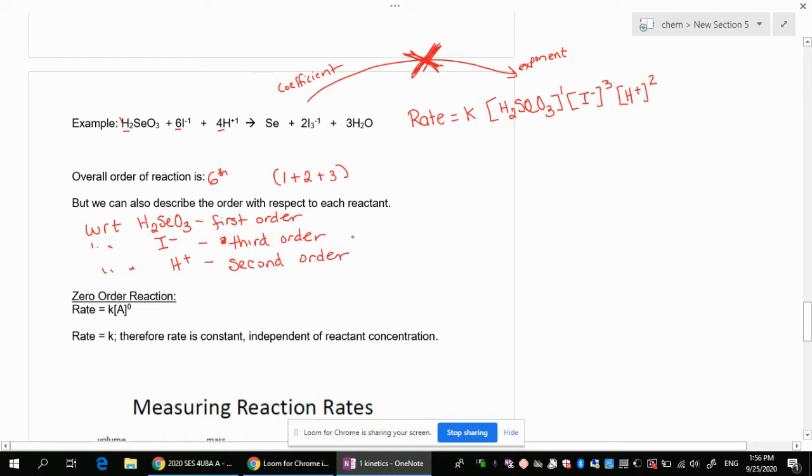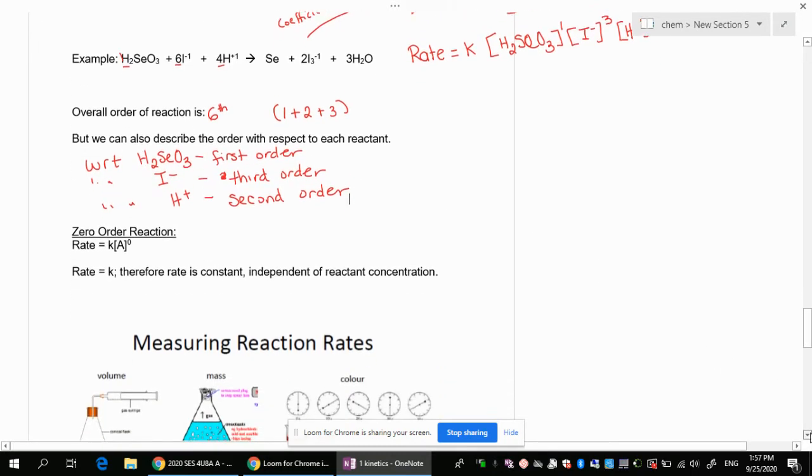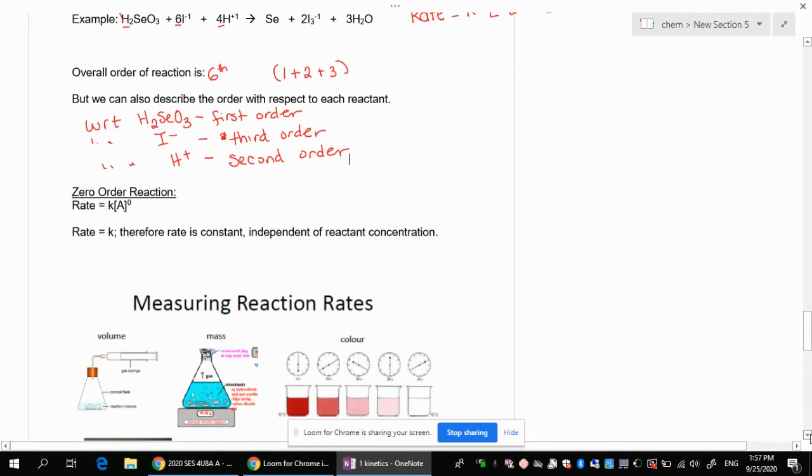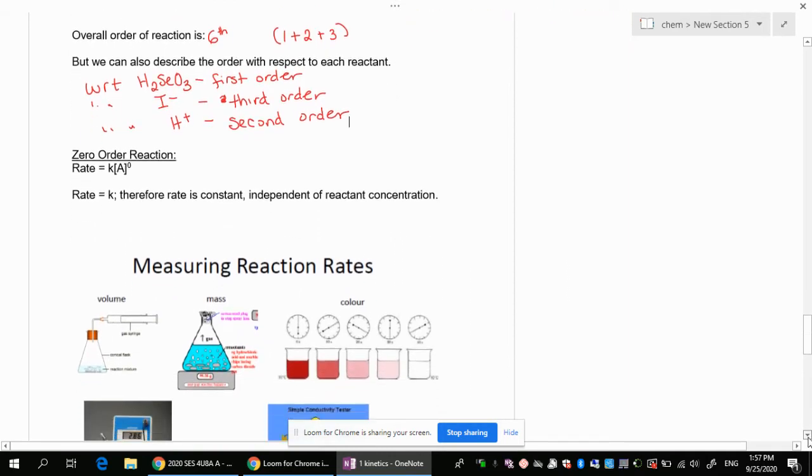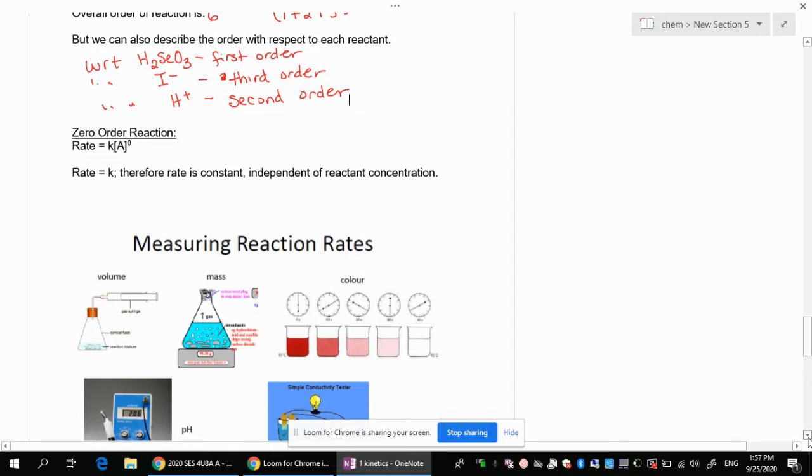Okay. All right. So we've talked about first order, second order, multiple order reactions. We've touched on the fact that the coefficients in the balanced equation have nothing to do with those orders because those orders are calculated experimentally. So the last one we're going to look at is the zero order reaction.